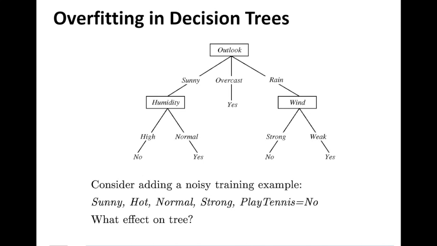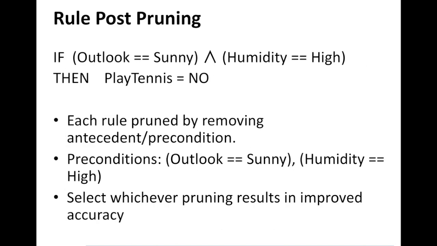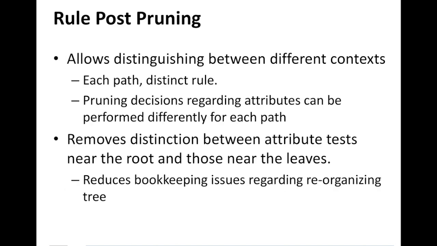But in rule post pruning, since you're converting the tree into a set of rules and then only pruning the rules, you are no longer doing any of this bookkeeping. So you don't want the tree anymore. You have already converted that into rules, and you are only going to use the rules going forward. So you actually don't need to do any of this bookkeeping and tree organization, tree deletion, and all that comes with it. So that is another really big advantage with using rule post pruning. Right, so it reduces bookkeeping issues regarding reorganizing the tree.